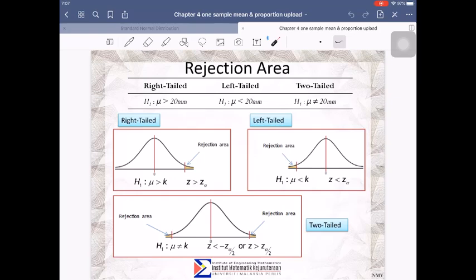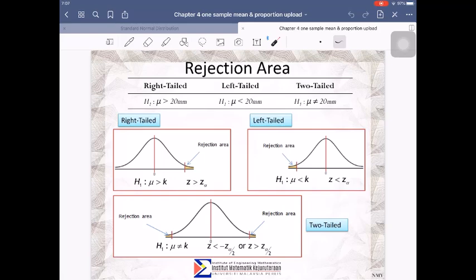Second one, H1: mu less than 20 millimeters. Our sign is less than, so pointed to the left. Instead, we're going to have a left tail test. This is the rejection region for a left tail test. Next, we have a two tail test, where in H1 we're going to have the sign not equal to. So it will be two tails, on the right hand side and also the left hand side.